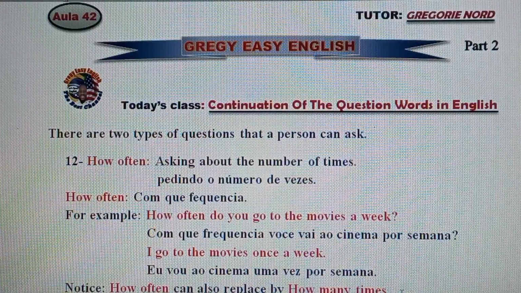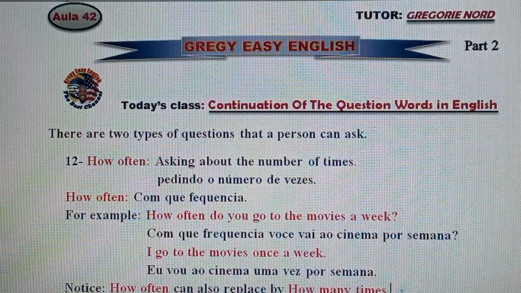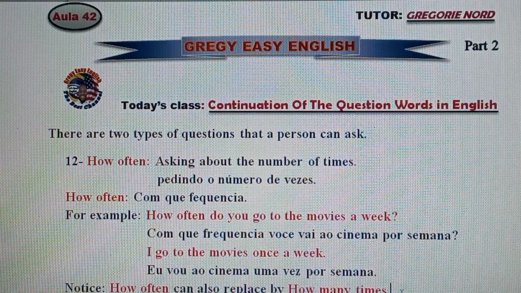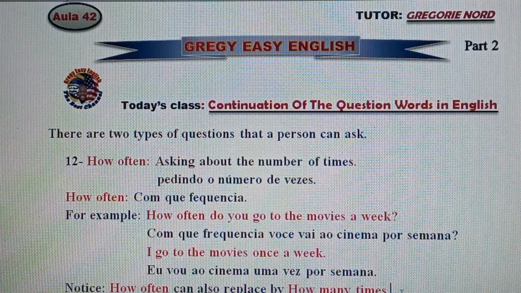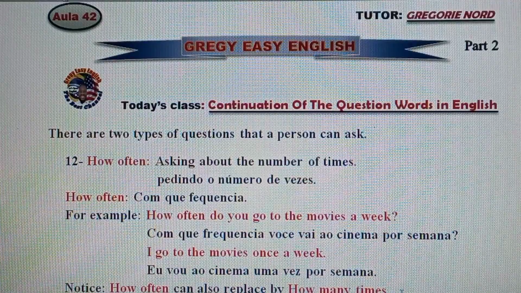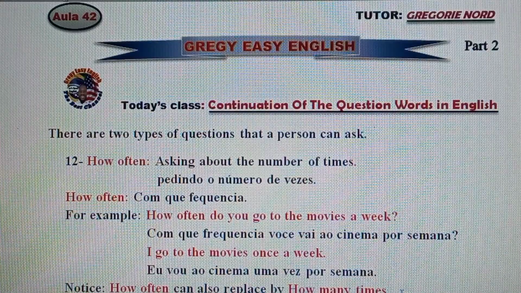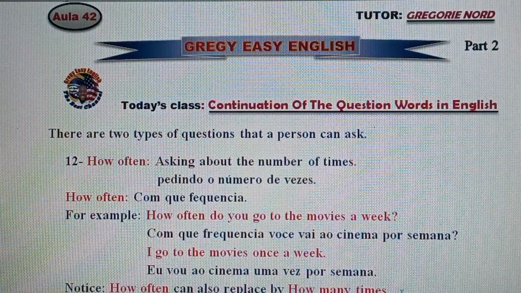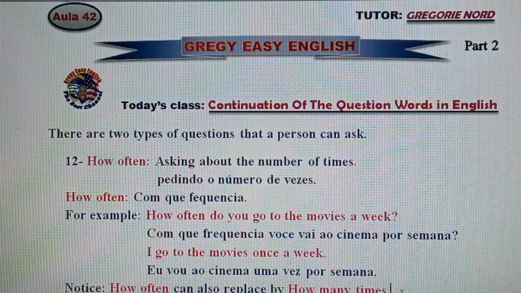Então, na primeira pergunta, how often do you go to the movies a week? Você também pode falar how many times do you go to the movies a week? Porque how often significa how many times. How often pode substituir how many times. Você pode falar how many times ou você pode falar how often.